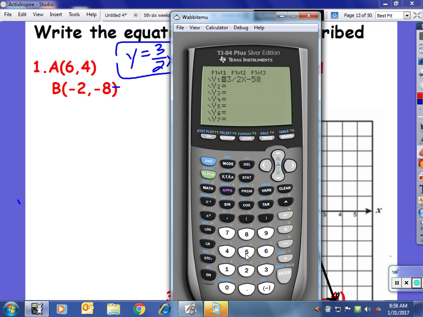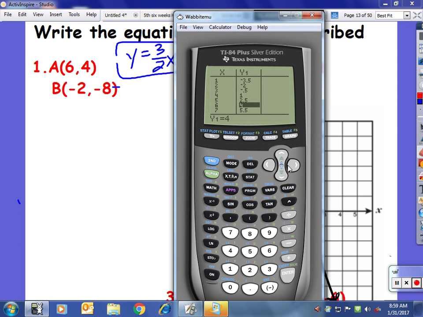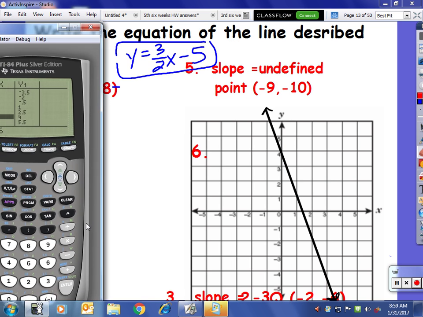And then I need to verify that both of the points I was given are there. Please don't just check one point. Sometimes kids get an answer where one point works, but the other one doesn't. They both have to work. So let's see, is negative 2, negative 8 there? Yes. Let's see, 6, 4. 6, 4 is there as well. And there's no doubt then, I did it right. That is the correct answer.